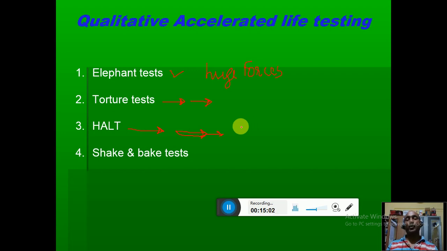So to analyze the life of such components, we are going to produce very severe conditions for that component so that it will fail early and we are able to analyze its life. Then shake and bake tests. This will happen when the components are moving at very high speeds. In the same way as we do in fatigue life testing, we are going to do it in the shake and bake tests. So these are about the qualitative accelerated life testing.